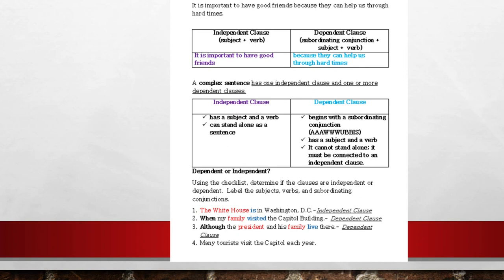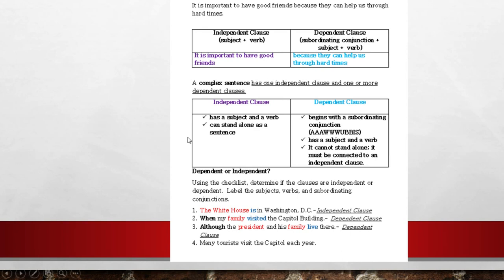Alright, let's look at number 4. Many tourists visit the capital each year. Alright, so let's look at the difference again. Does the sentence begin with a subordinating conjunction, or also known as an AWUBIS word? Many. Many is not a subordinating conjunction.